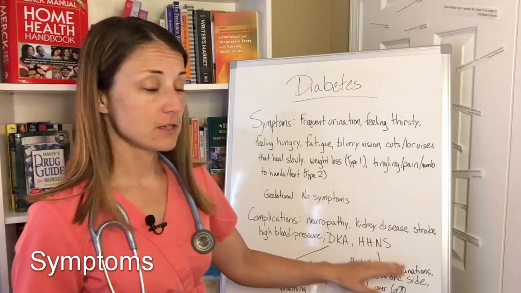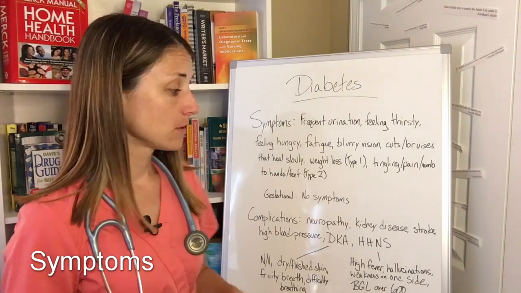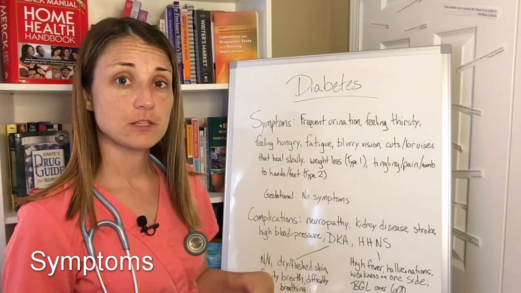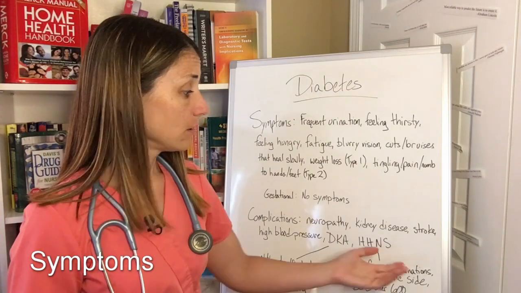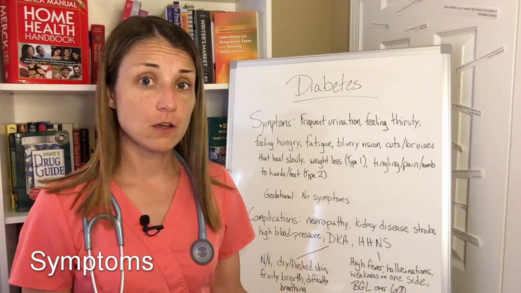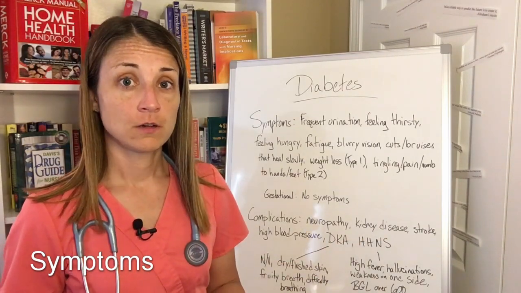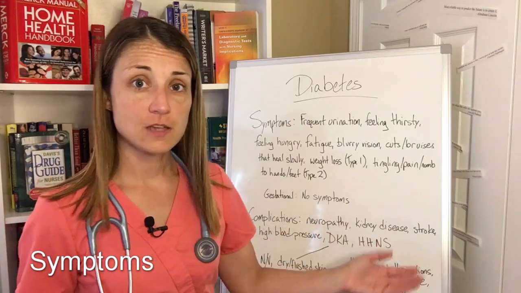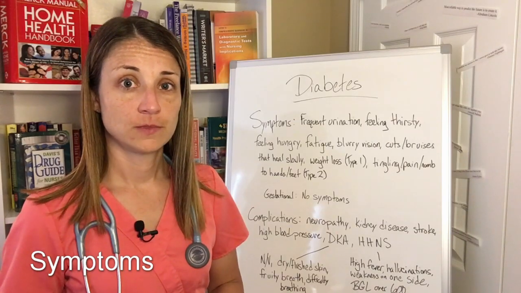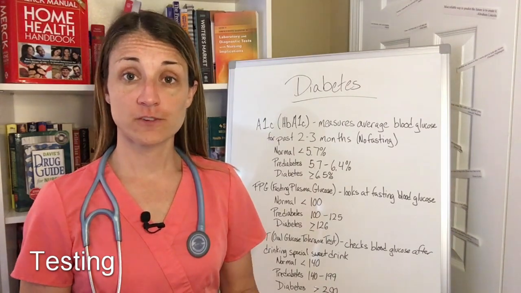And then HHNS, which is hyperosmolar, hyperglycemic, non-ketotic syndrome, which will also have the generalized diabetic symptoms, but they will have a high fever that's above 101 degrees Fahrenheit, hallucinations, weakness on one side of their body, and their blood sugar level will be over 600. With any of these complications, it's important to be seen by a doctor. For DKA or HHNS, you should be seen at the emergency room because these are life-threatening situations.